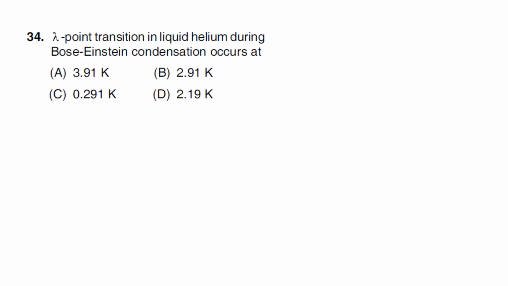Lambda point transition in liquid helium during Bose-Einstein condensation occurs at, direct question, it occurs at 2.19 Kelvin.